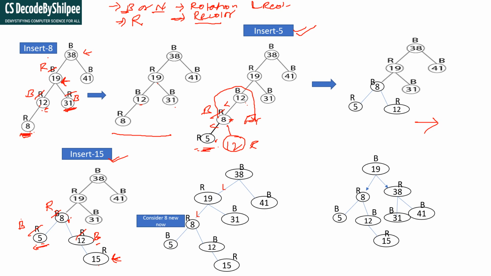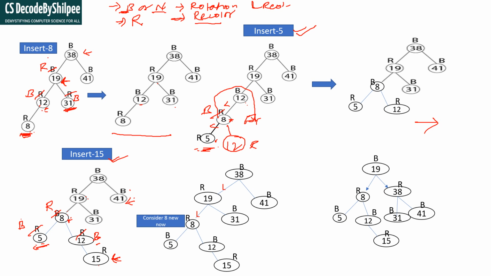Then check the uncle of 8. Who is the uncle of 8? 8's parent is 19 and 19's brother is 41. So 41 becomes the uncle of 8. Then what will you do? Check the color of 8's uncle, 41, and their color is black. If the uncle's color is black or null, then what do you have to do? Perform rotation. And what type of rotation?